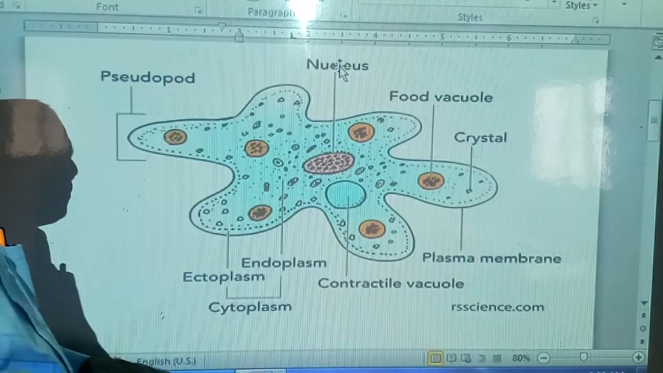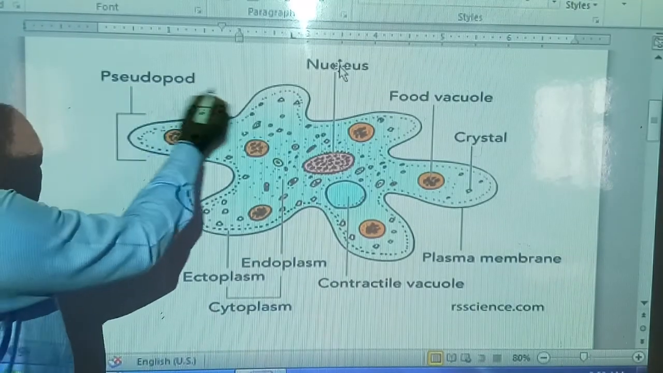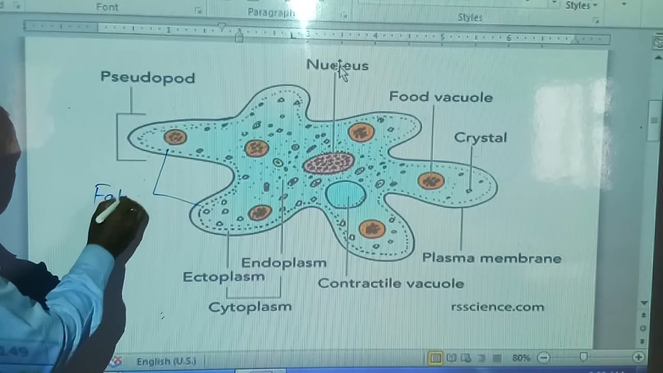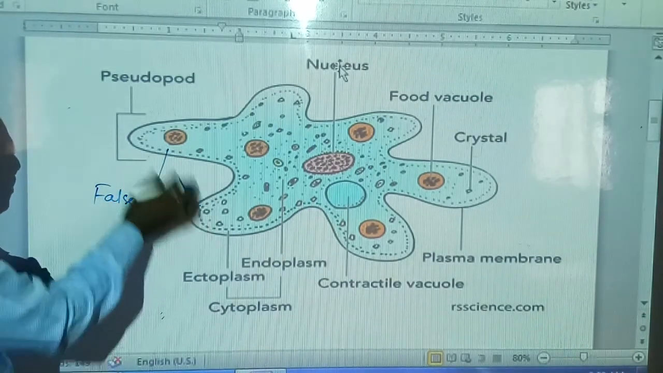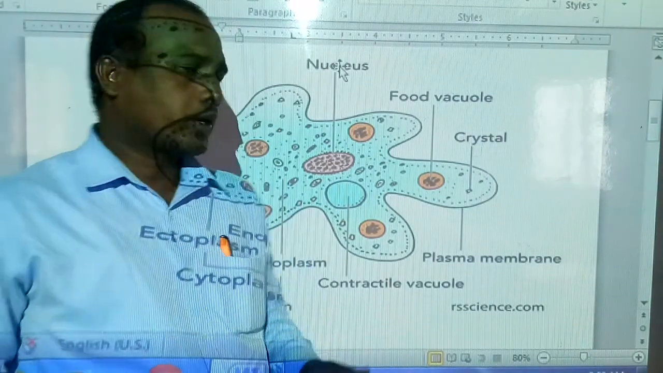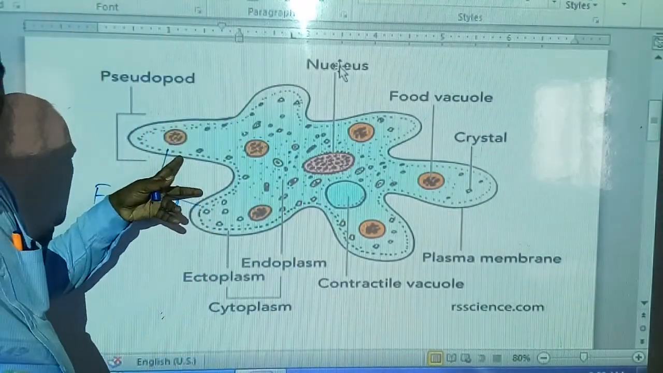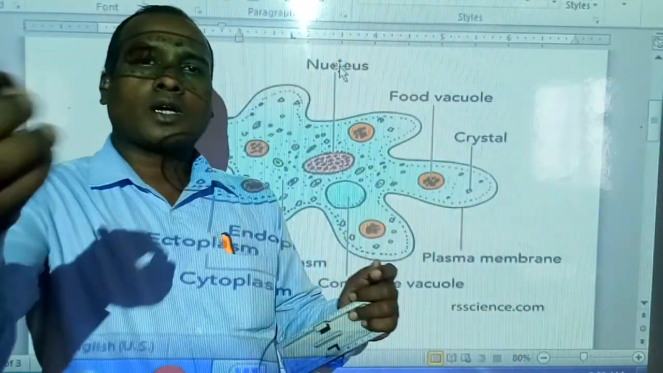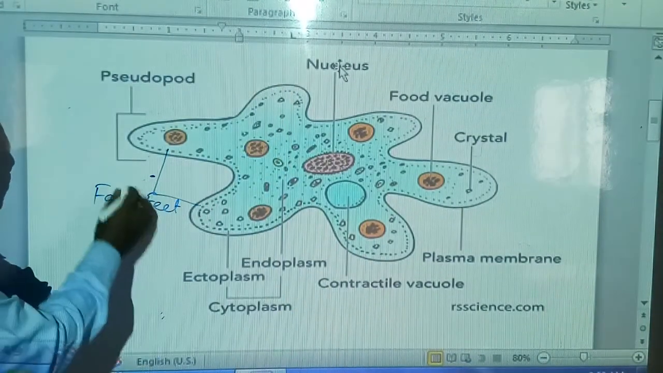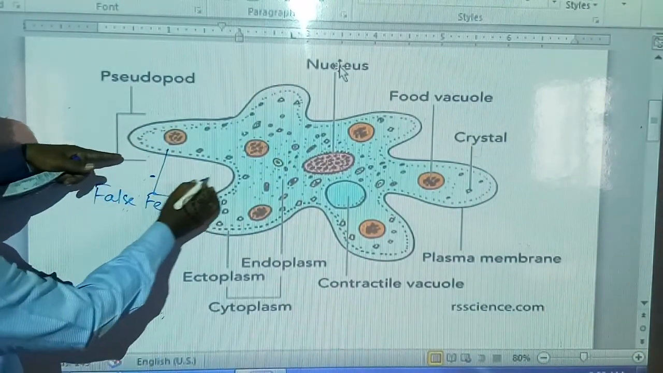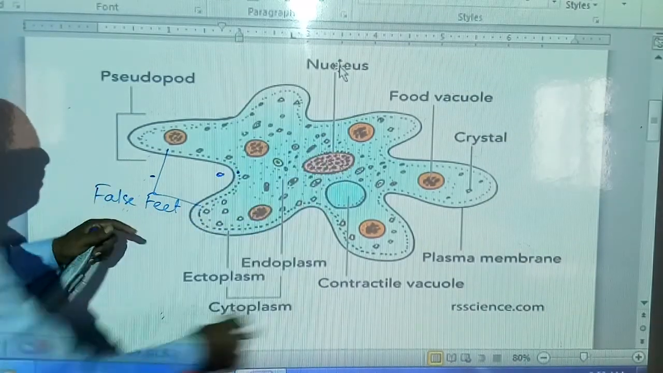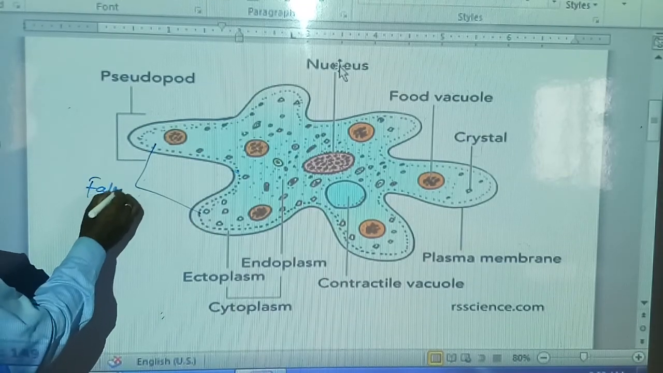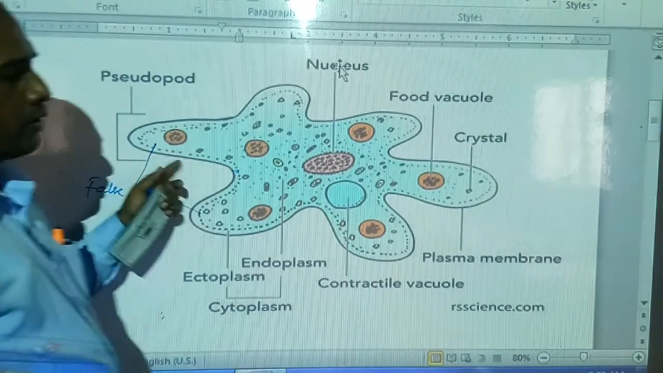Okay, students, next, what I told you. One projection is a pseudopod, and this is two, both are called false feet, or together pseudopodia. By this, what is it doing? It is capturing the food. Whenever food comes near, it slowly catches the food like this and takes it inside. Then it mixes in the body. So this is called false feet or pseudopodia.